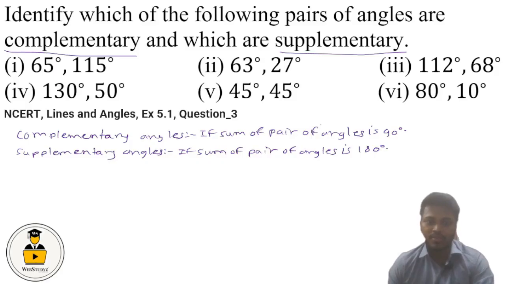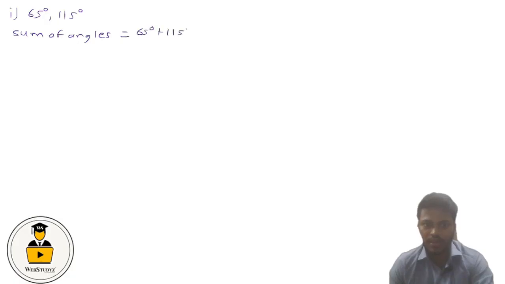So let us first consider the first pair, 65 degrees and 115 degrees. So let us find out the sum of the angles. The sum will be 65 degrees plus 115, so this comes out to be 180. Now since the sum is 180 degrees, therefore we can say that 65 and 115 are supplementary angles.